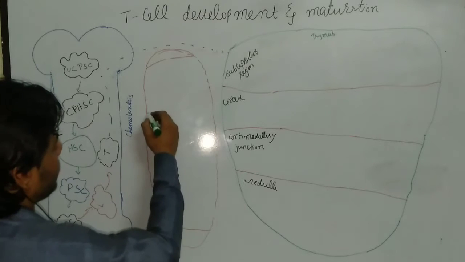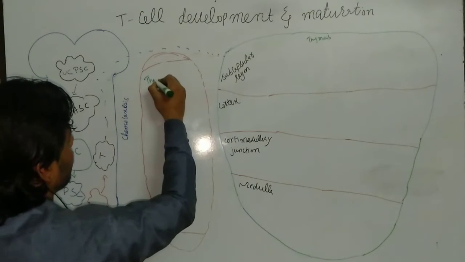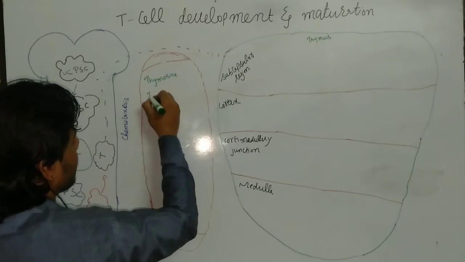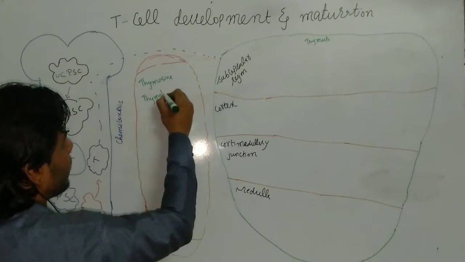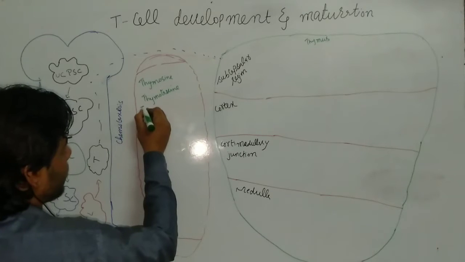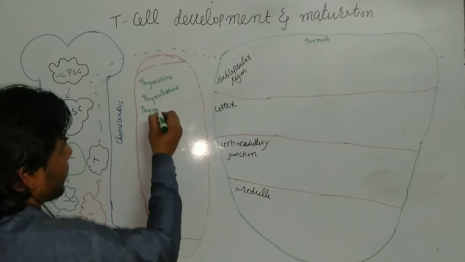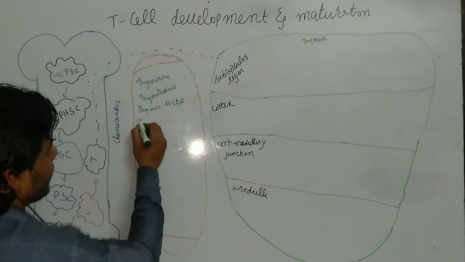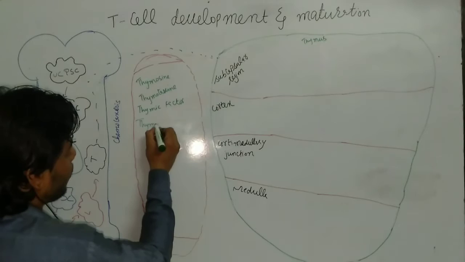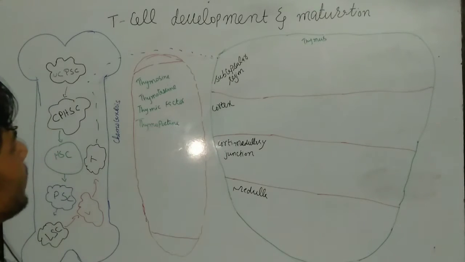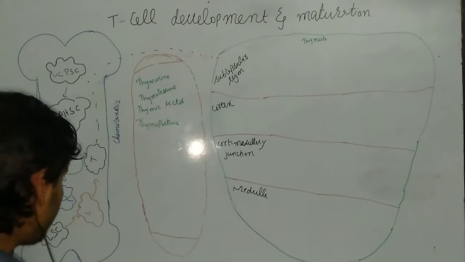We have thymosine, thymotaxine, thymic factor, and we have thymopoetine. So these are the chemotaxis cytokines which are secreted from this thymus.